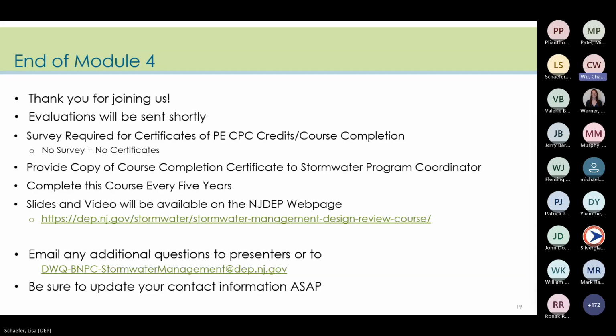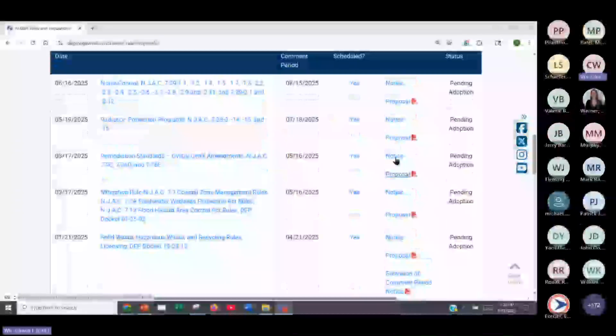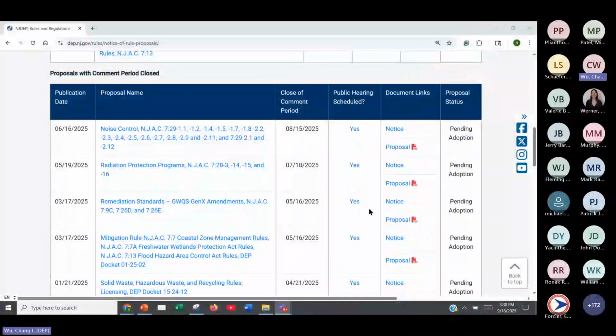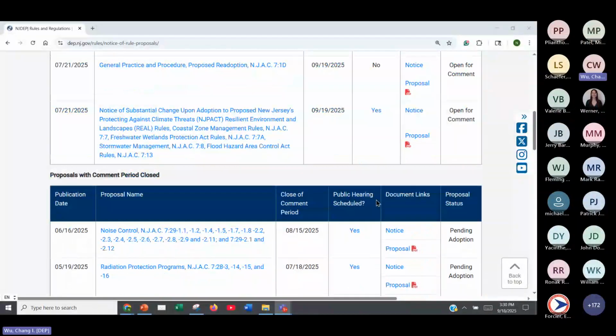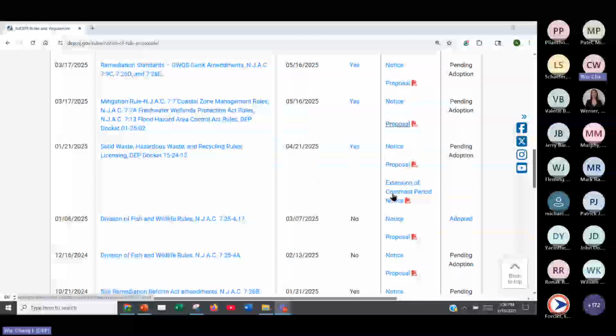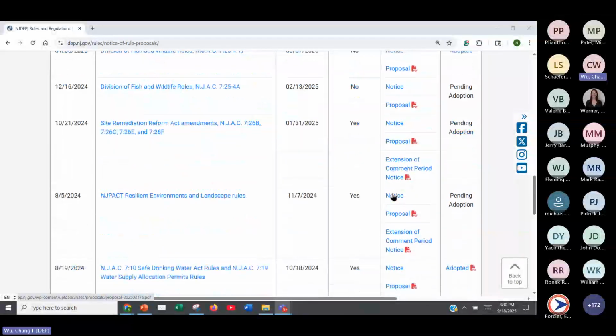Also, someone asked about the REAL rule proposal, the NJPACT. Sorry, because those rules have not been adopted, we cannot talk about it in this training. But I would like to direct your attention to the rule proposal on our DEP website. The first set that was proposed on August 5th, 2024 is the NJPACT rules.